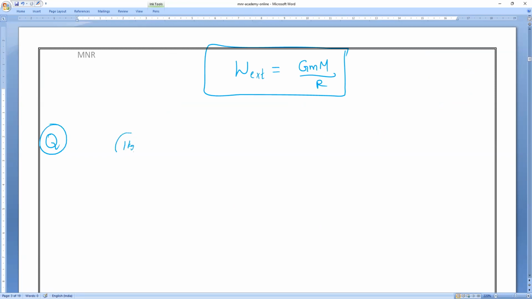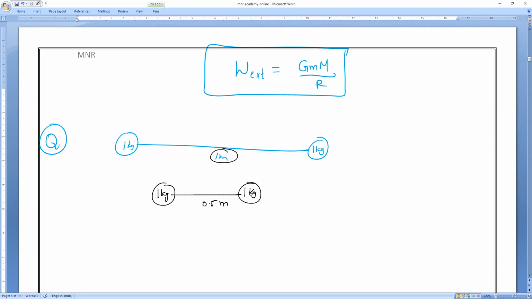So let me take a 1 kg object present at a distance of 1 meter from another 1 kg object. Both have the same mass, and their initial velocity is 0. The distance between them is 1 meter. Somehow they are attracted to each other. Initially they are at rest, and they come closer until the distance between them is 0.5 meters. At this time, what is the velocity of both bodies? That is the question. Clear, everybody? So write the question now.